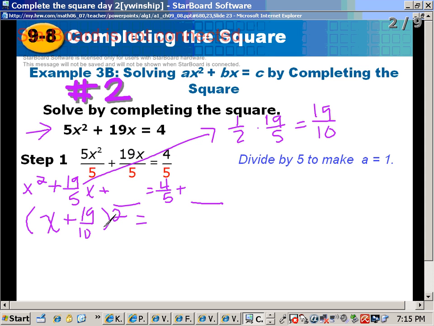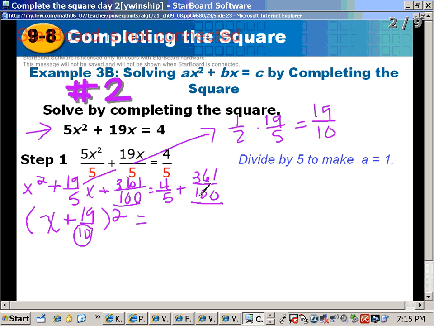When I square that, the square of 19 is 361, and the square of 10 is 100. So that's 361 over 100. Let me say that again: 19 squared is 361, and 10 squared is 100. So I have to add 361 over 100 to the other side.